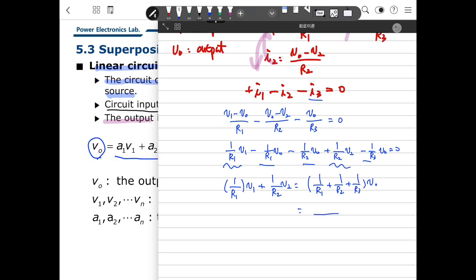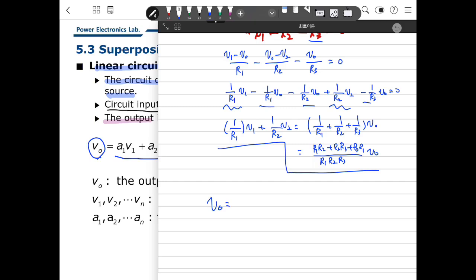so the V1 and V2 terms will be the same as the V0 terms, with the coefficient involving R1 R2, R2 R3, R3 R1. Based on this equation, we get V0 will be the expression with R2 R3 over R1 R2 plus R2 R3 plus R3 R1 times V1, plus R1 R3 over R1 R2 plus R2 R3 plus R3 R1 times V2.